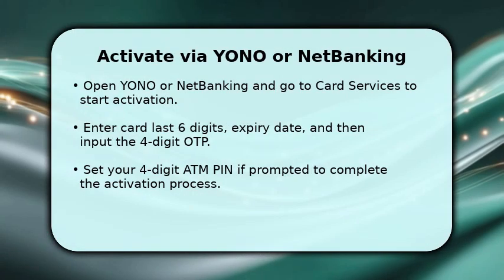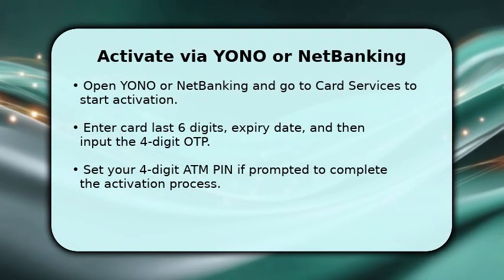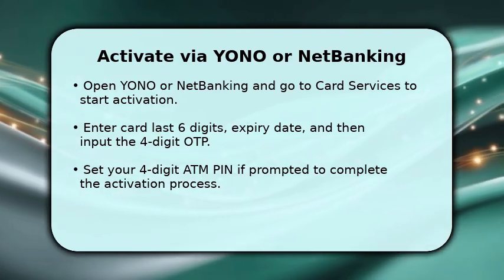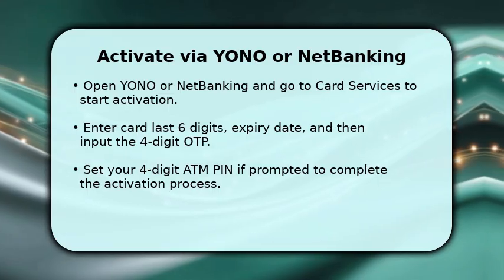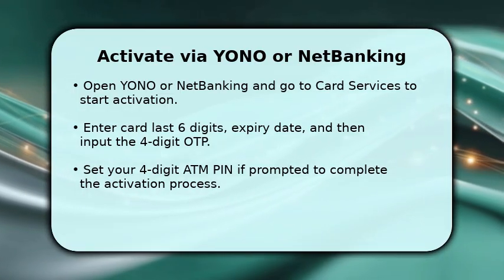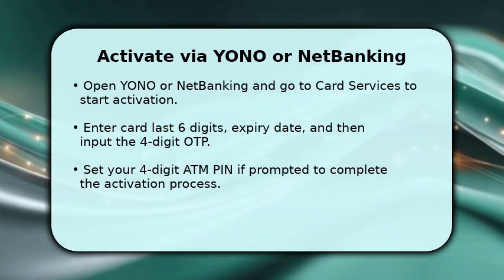Open the YONO SBI app or log into SBI Net Banking to activate the card. Navigate to Card Services and select Debit Card Activation from the menu options. Enter the card last 6 digits and expiry date exactly as printed on the card.